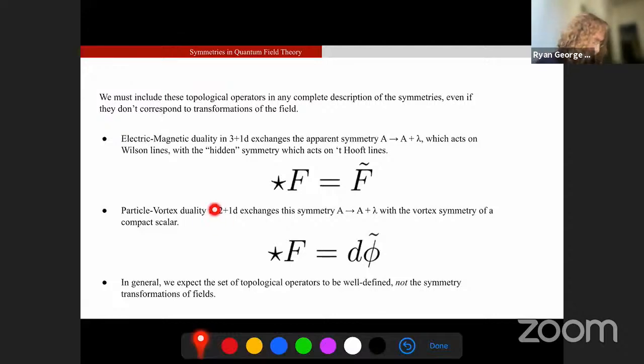So Maxwell theory in 2+1 dimensions is actually equivalent to this S1 compact boson. And the relation is that star F is now the winding symmetry tilde phi. And to just reiterate, in general, we expect the set of topological operators is the well-defined invariant of the quantum field theory, not the symmetry transformations of the fields.